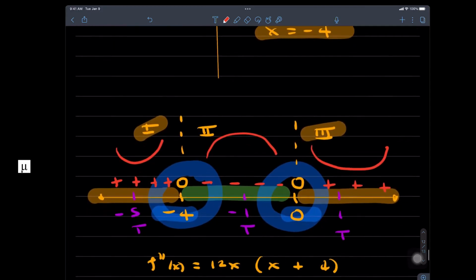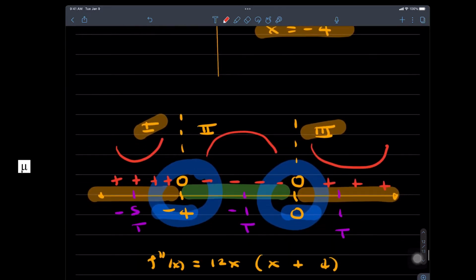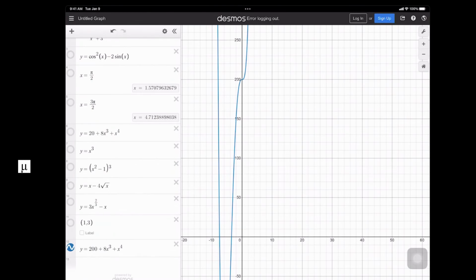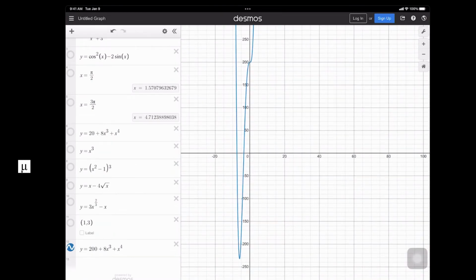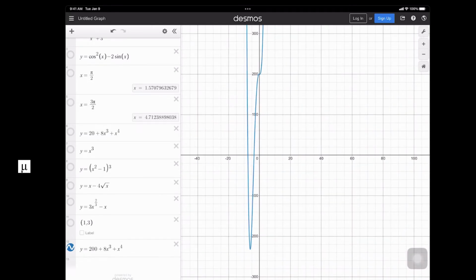X is 0, x is 4. So what am I looking at? Concave up from 0 to negative 4, concave down negative 4 to 0. Concave down negative 4 to 0, concave up 0. Okay, that looks good. Concave up from 0 to what? Infinity. No, we look good. Sorry about that. We're fine. It looks like we're okay.